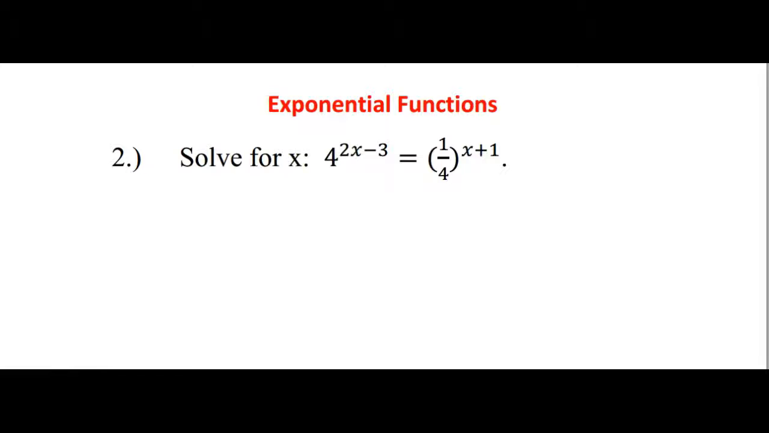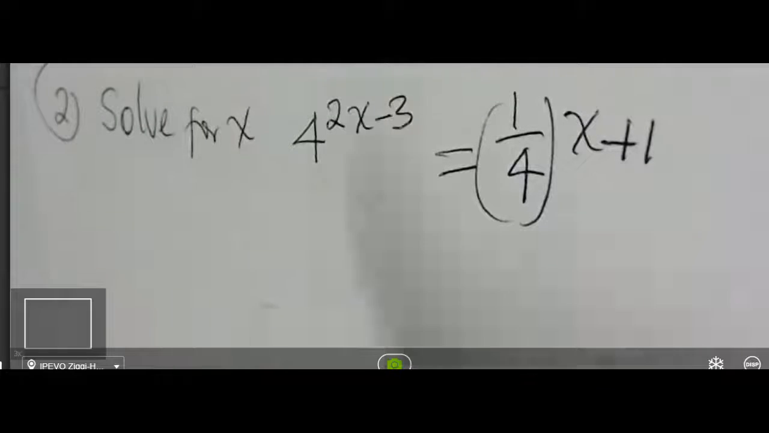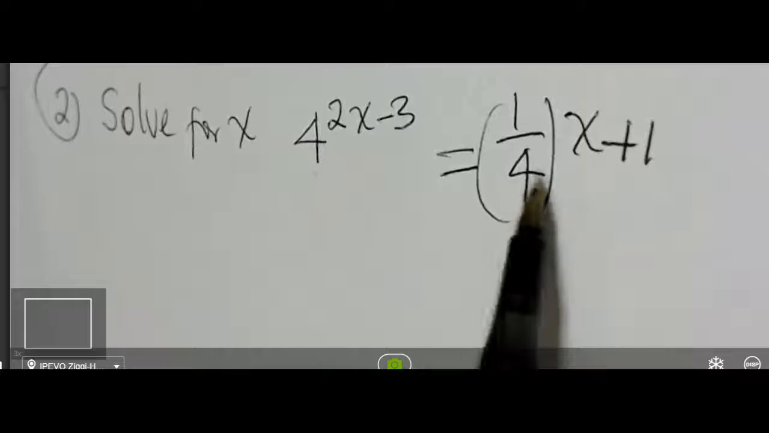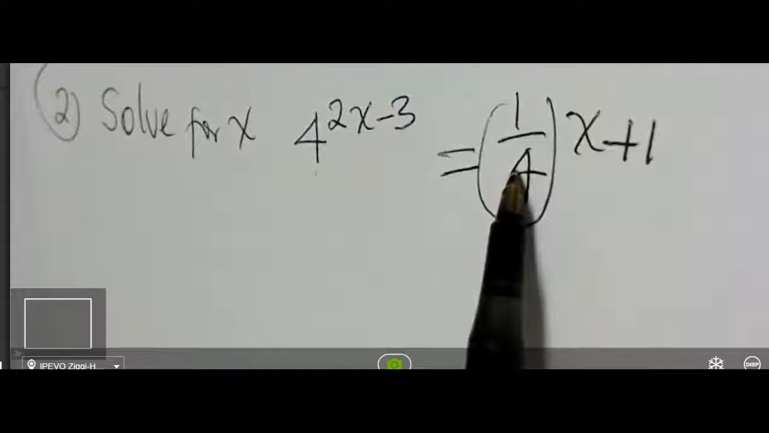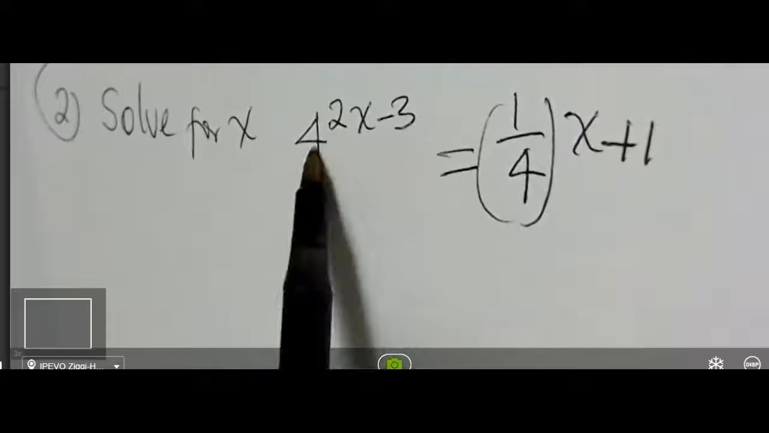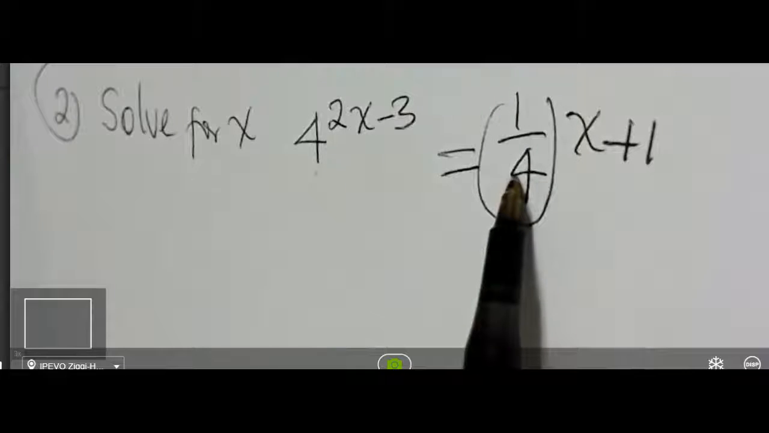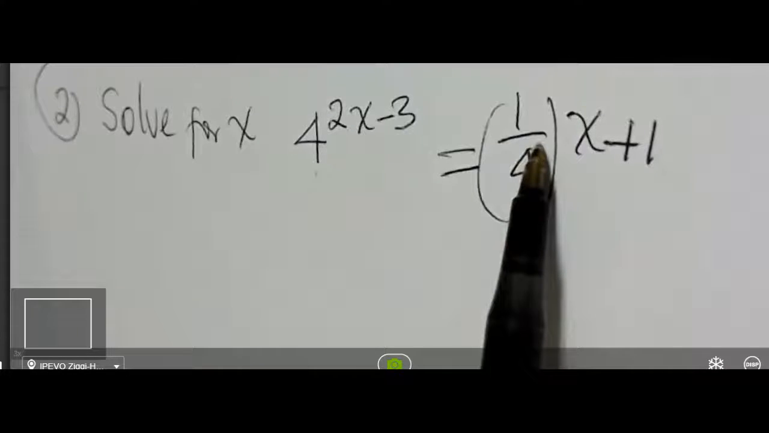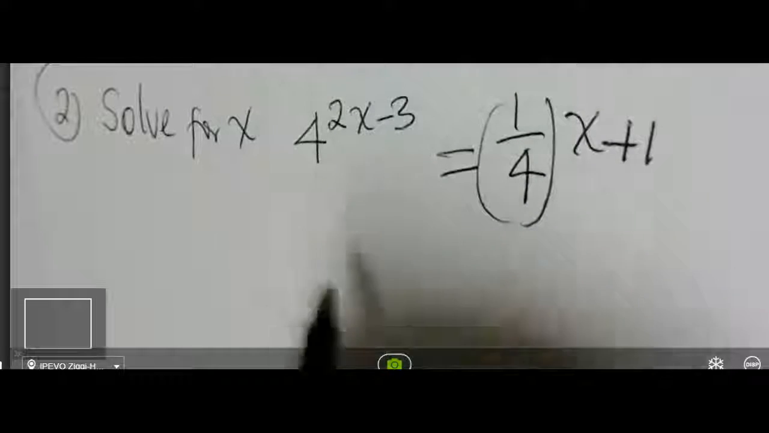All right, let's do that. Do whatever we can to make them have the same base. So here we already have 4. The base here is 4, but the base here is 1/4. Well, it might be difficult to make 4 become 1/4, but we can easily make 1/4 become 4 by making it have exponent negative 1.